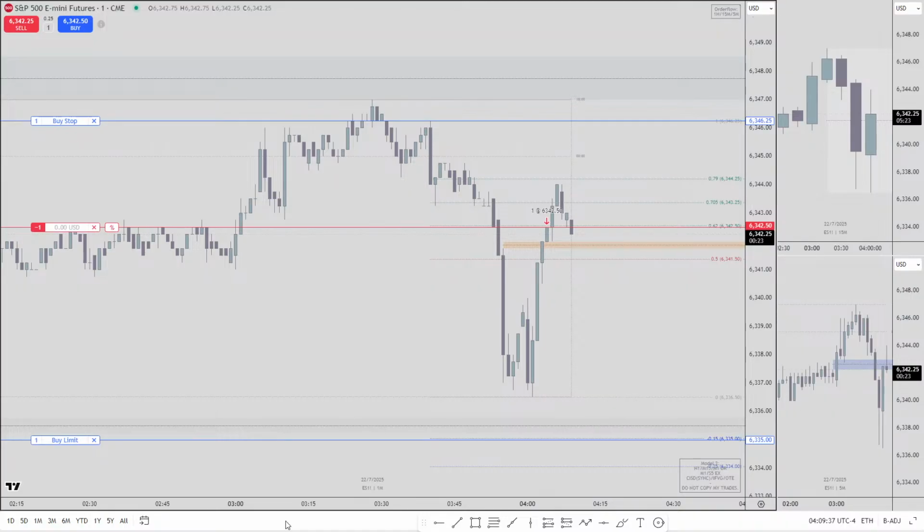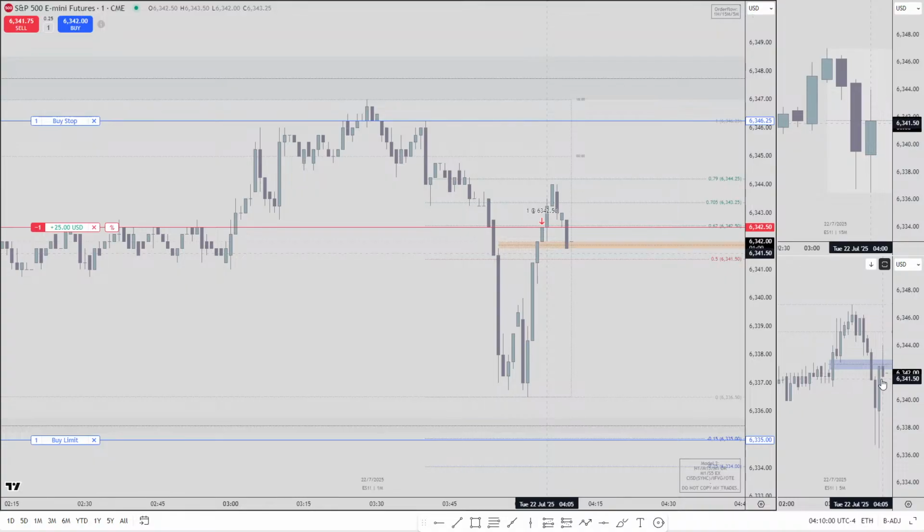Okay, we have 20 more seconds to close the gap on 5 minutes. Five more seconds. Okay, the gap is closed. So right now there is no 5 minutes fair value gap, which is good. And then we have this down close candle as well on the 5 minutes.